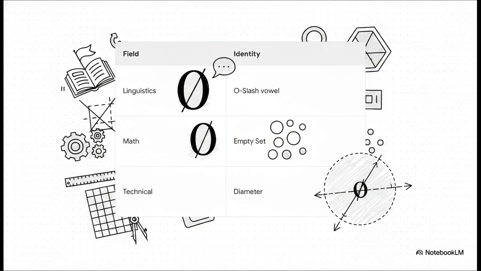Open a computer science textbook? That exact slash circle is the empty set, a mathematical concept containing literally 0 elements. Hand that same shape over to an engineer or an architect? Boom! It instantly becomes the official symbol for a circular diameter measurement.